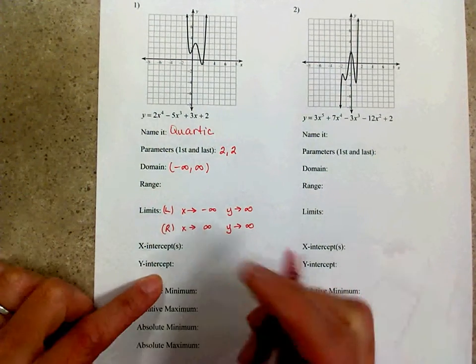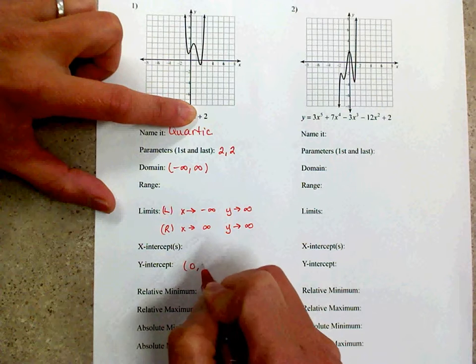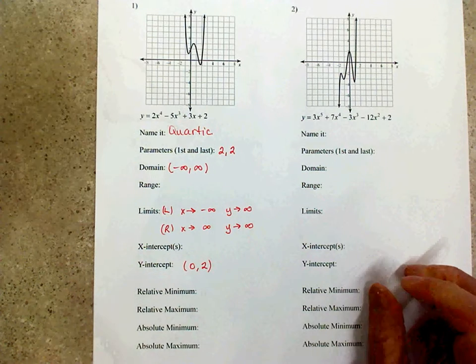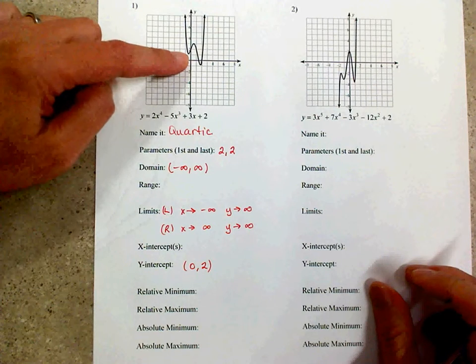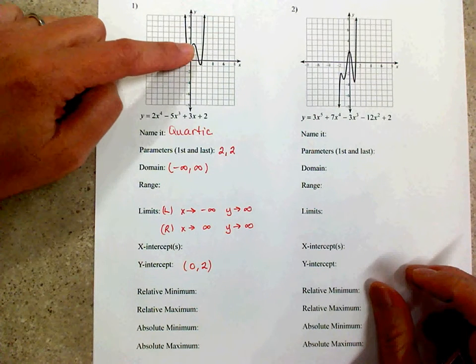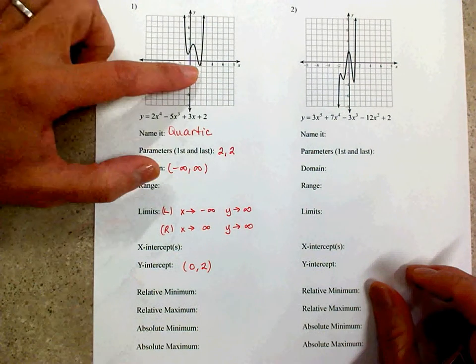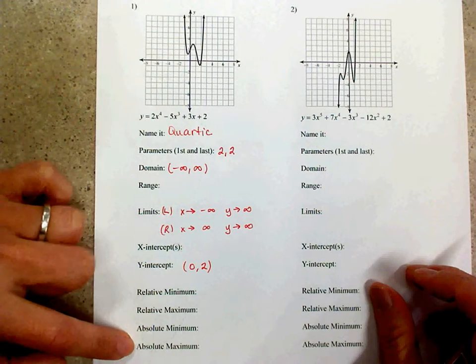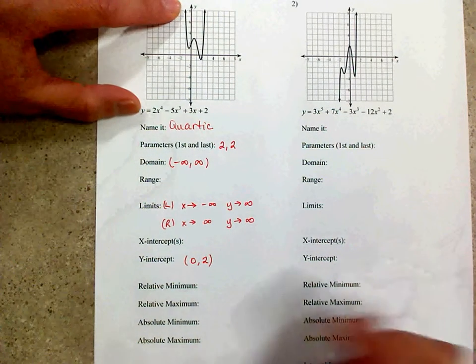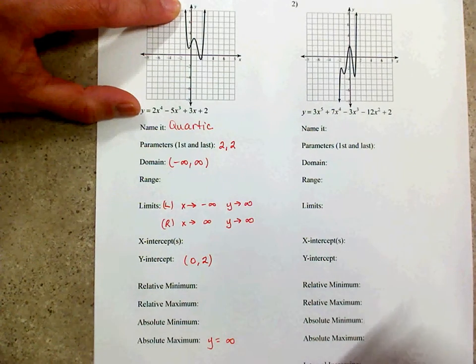Your y-intercept is always the constant right here. So our y-intercept is 0, 2. Okay? Relative minimum, that's this one right here. Relative maximum, that's this one right here. Absolute minimum, that's this one right here. All these things we can't find yet. Absolute maximum, this is as high as it's going to go, and your absolute maximum is y equal positive infinity.